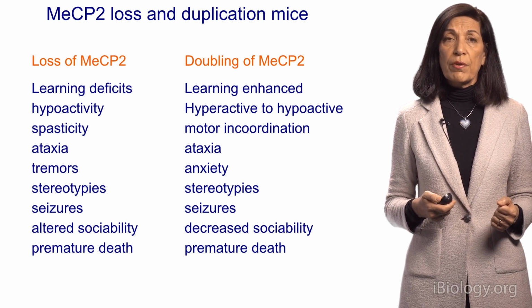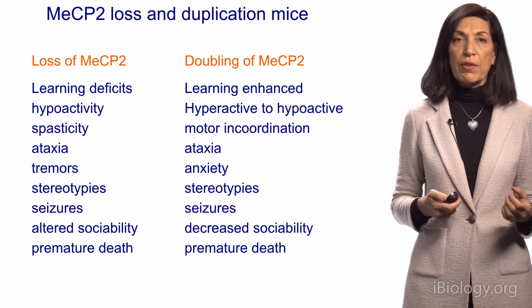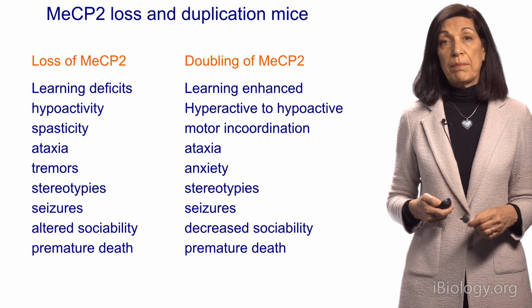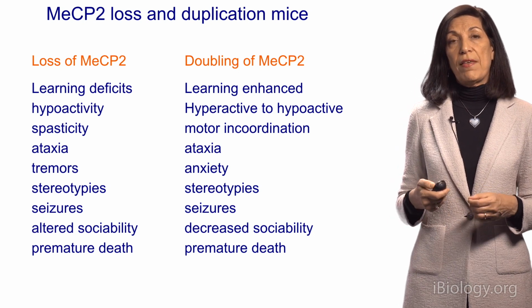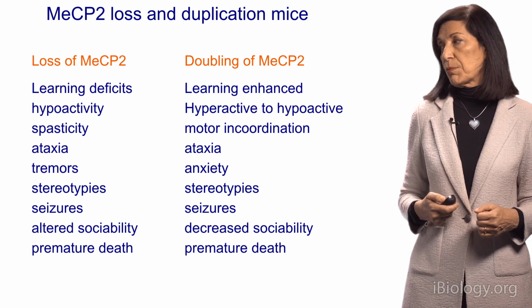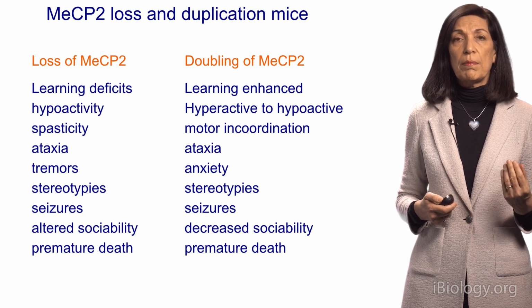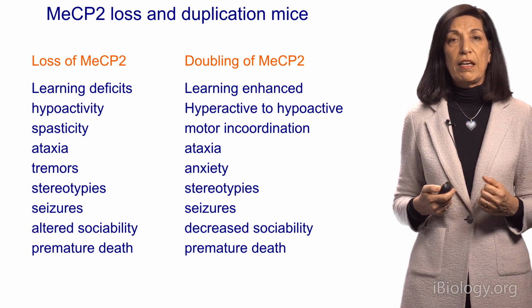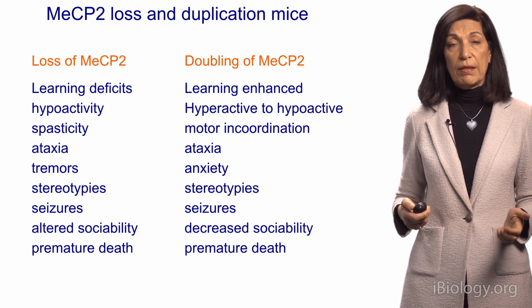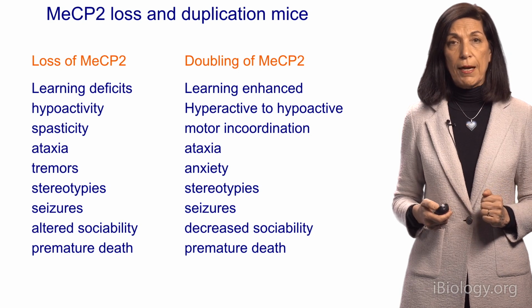The mice without the protein are hypoactive, but those with an extra copy can be first hyperactive and then become hypoactive. And then all the other features are pretty similar. They have motor problems, anxiety, stereotyped behavior, seizures, and decreased sociability, and sadly, both animal models will die.